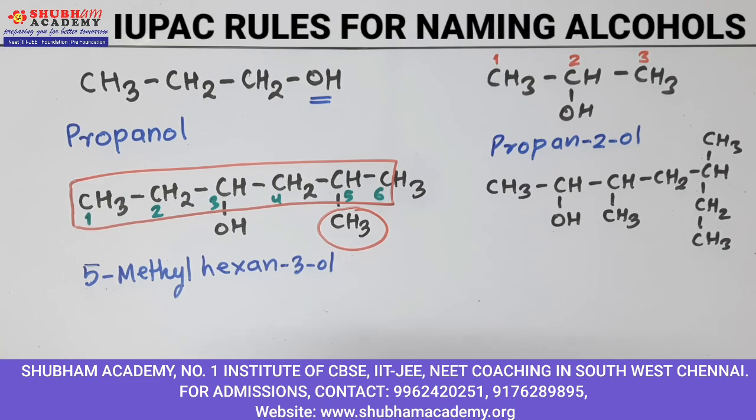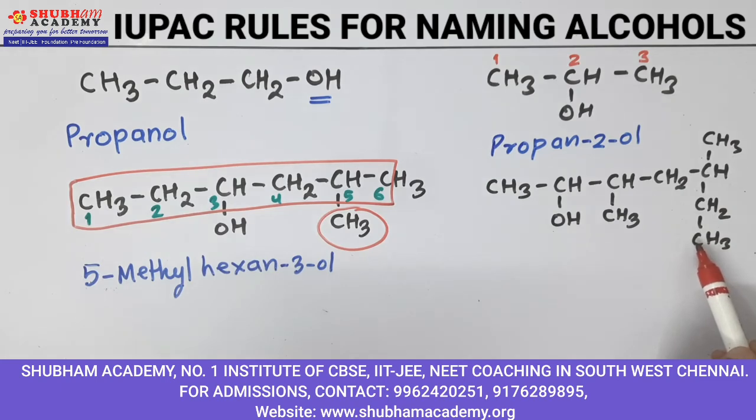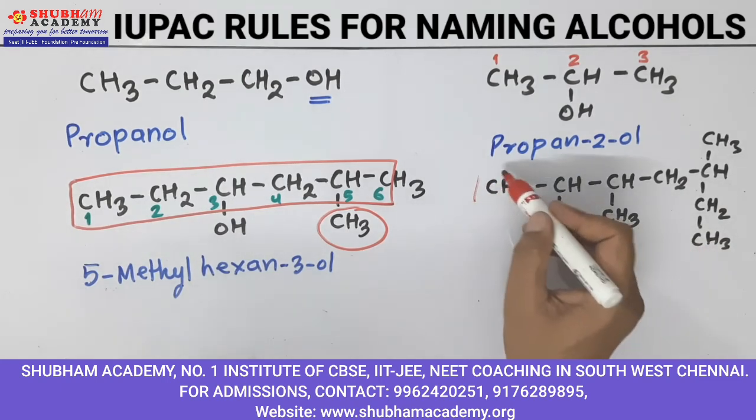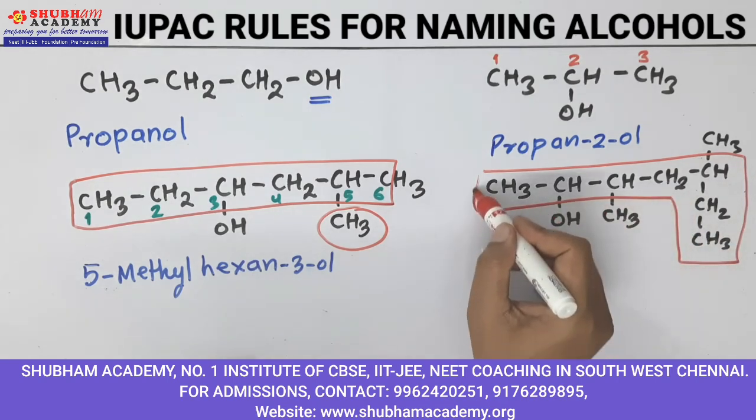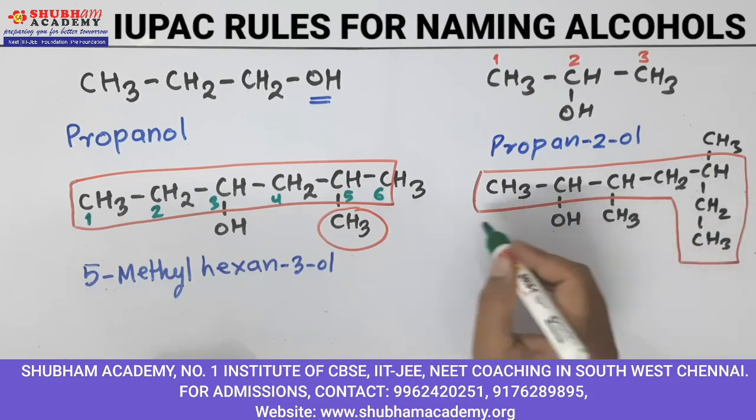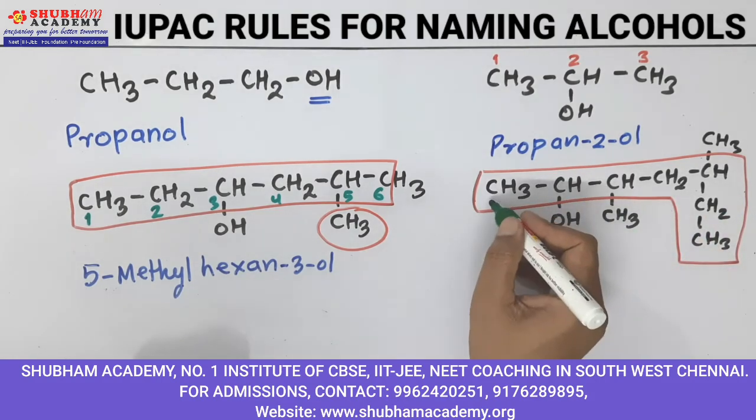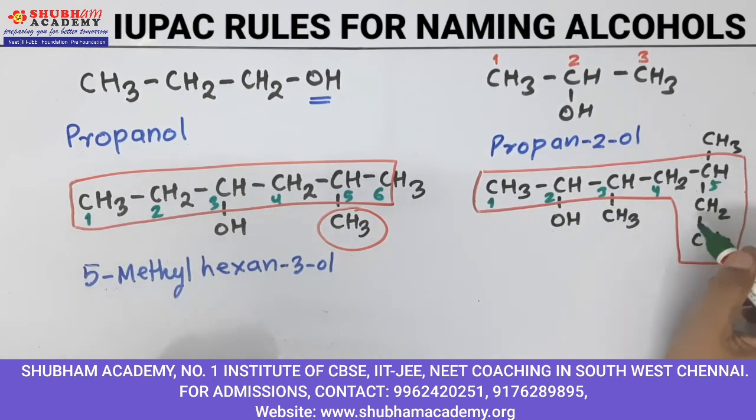See the next example. You have to select the longest chain. So 1 2 3 4 5 6, 6 carbon atoms this side. 1 2 3 4 5 6 7, so here 7 carbon atoms. So you will take this as the longest chain. After selecting the longest chain, you have to number the parent chain. In what way will you number? From this side, because on this side OH is getting the lowest number. So 1 2 3 4 5 6 7.